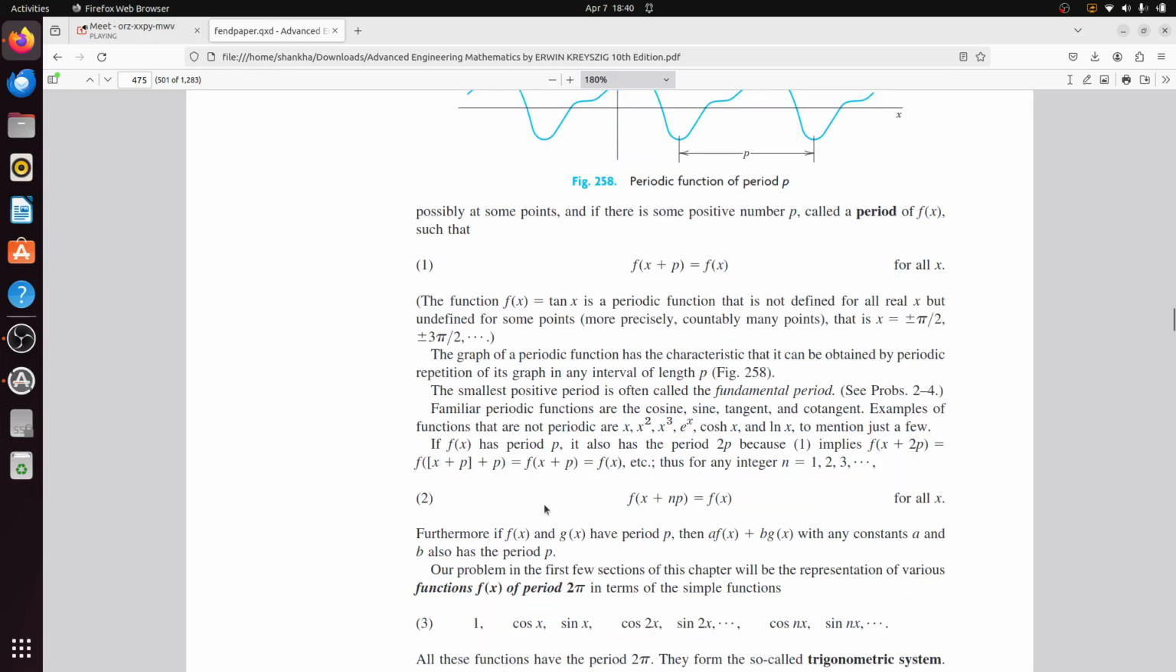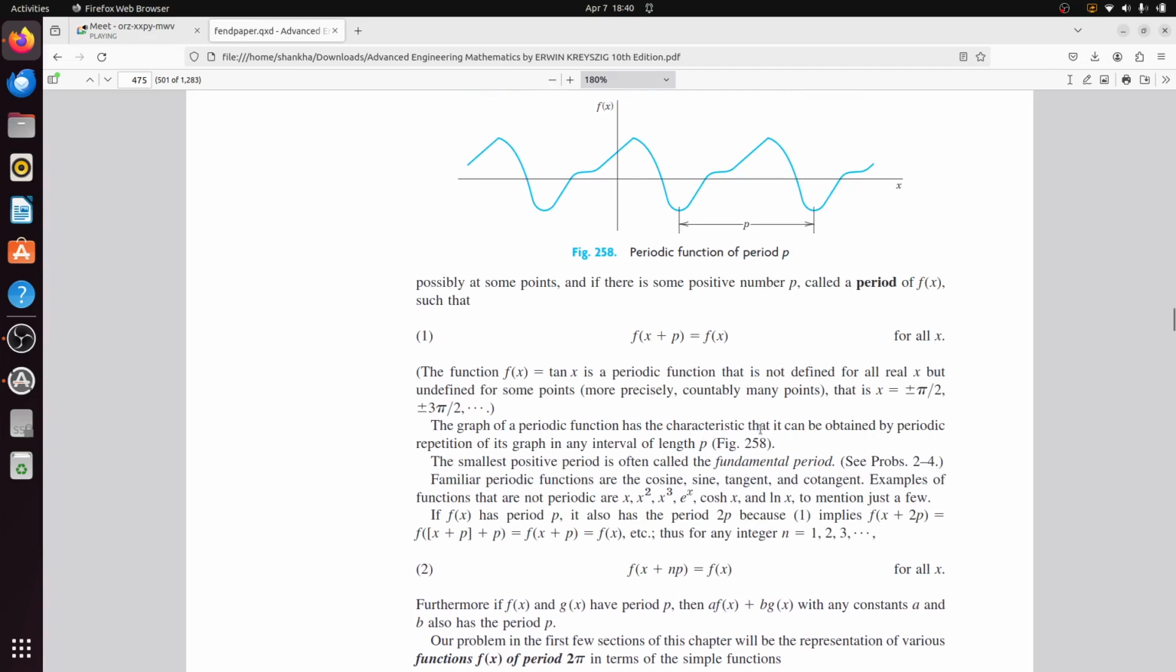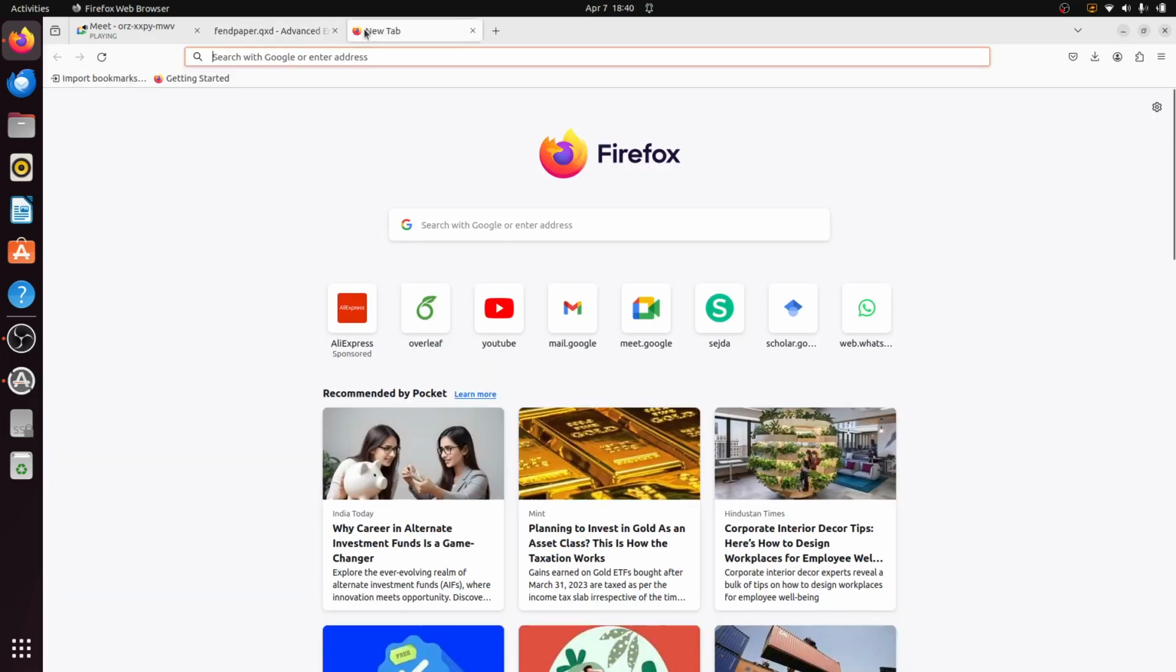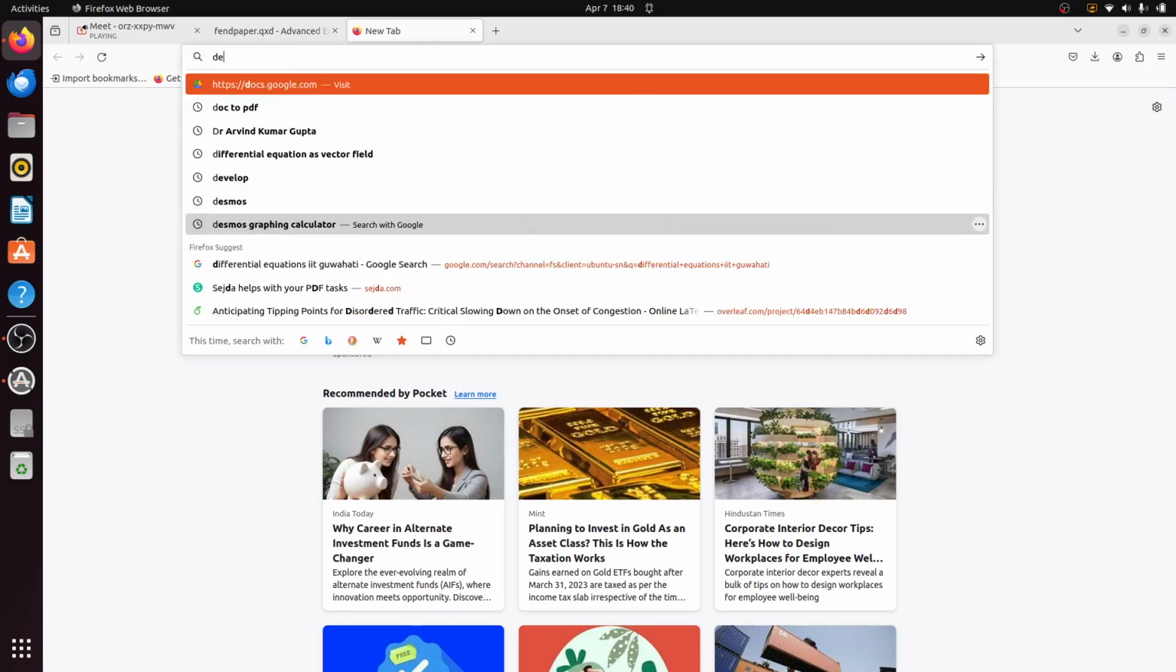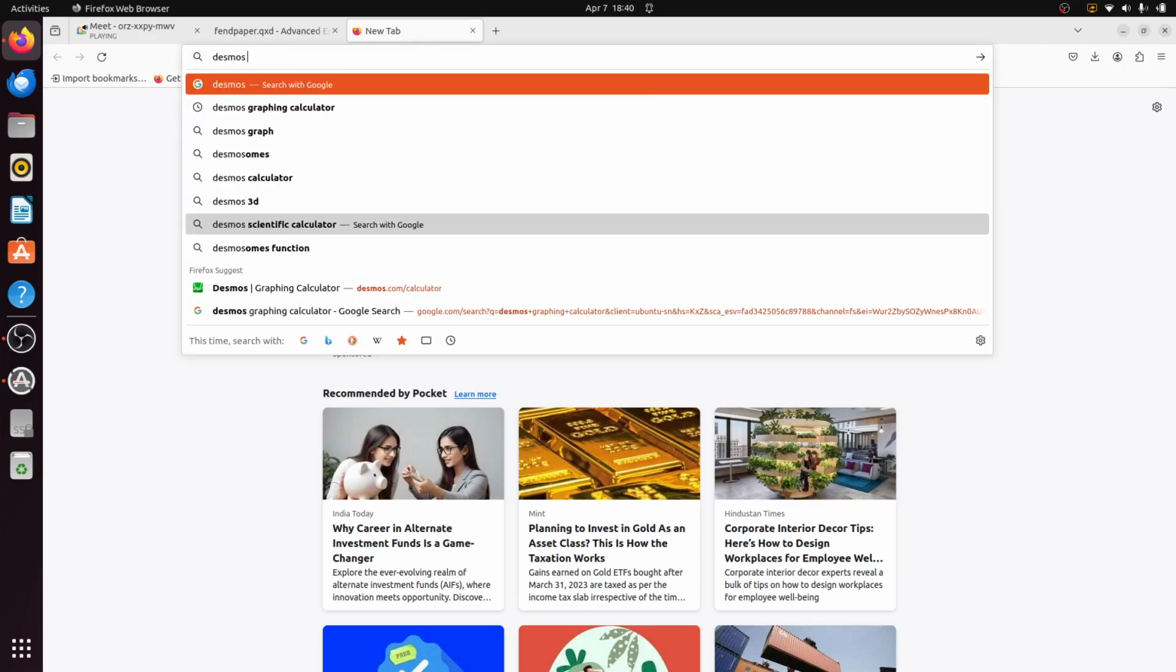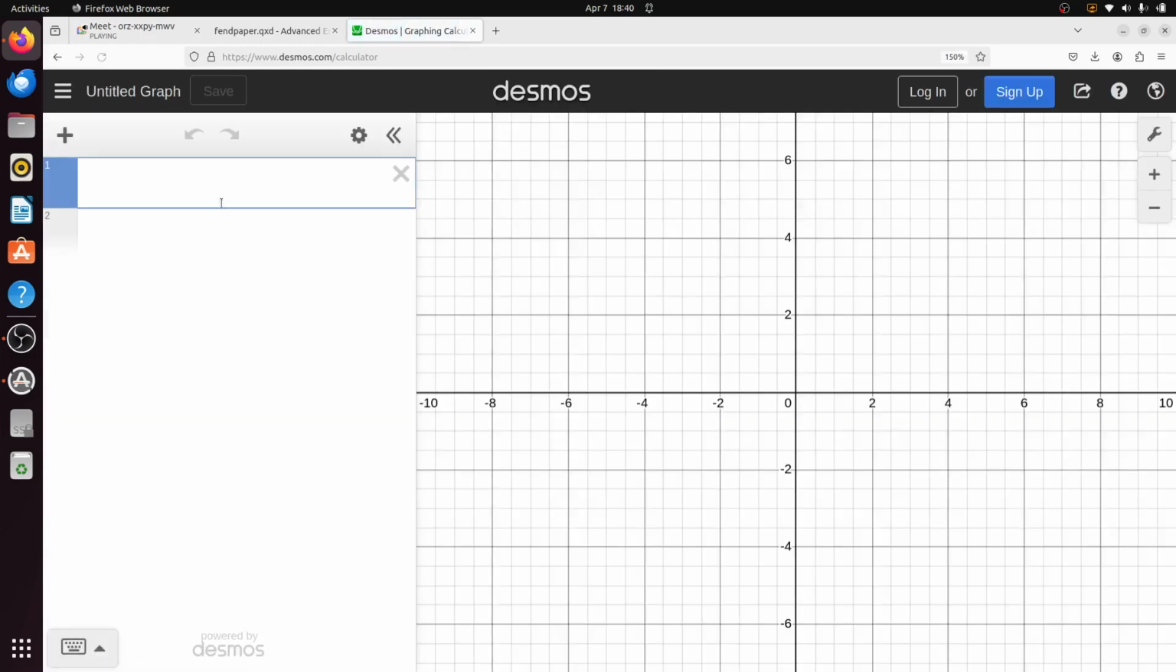Now the smallest such p, the smallest positive period, is often called the fundamental period. Familiar periodic functions are the cosine function, sine function, tangent function and cotangent function. I am just showing you some of the graphs of these functions for your convenience.